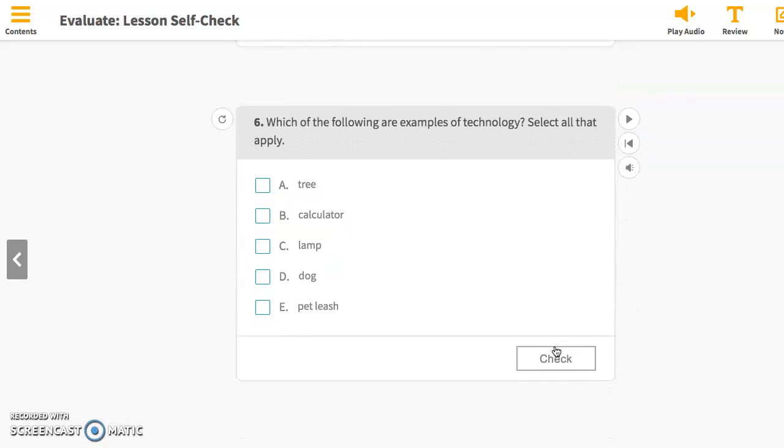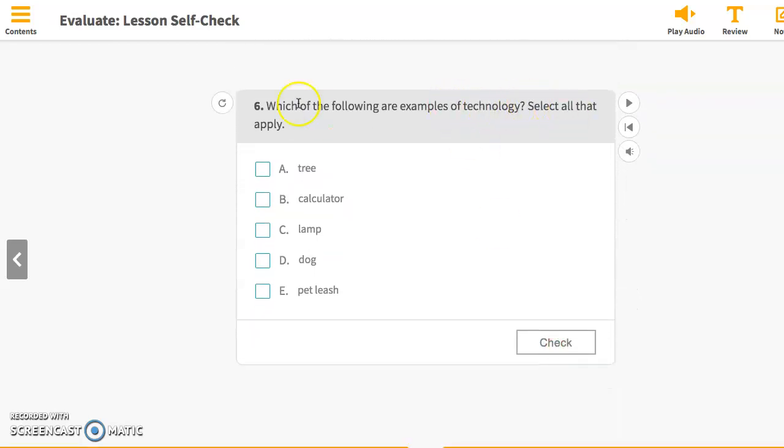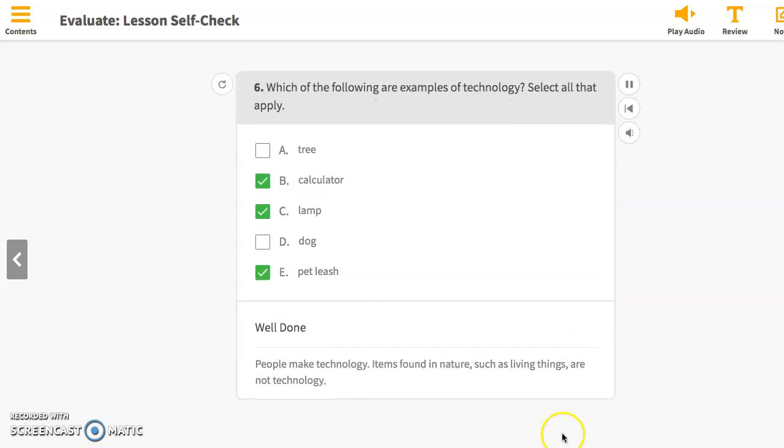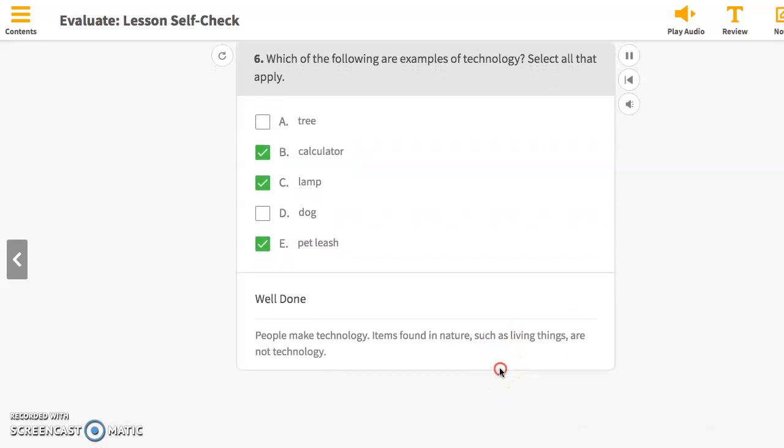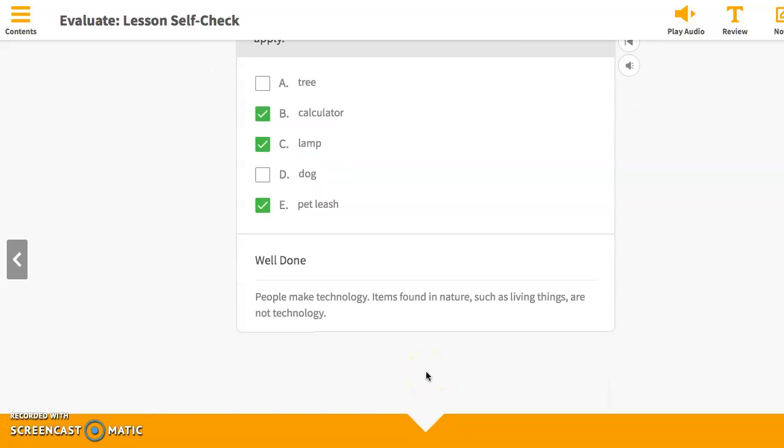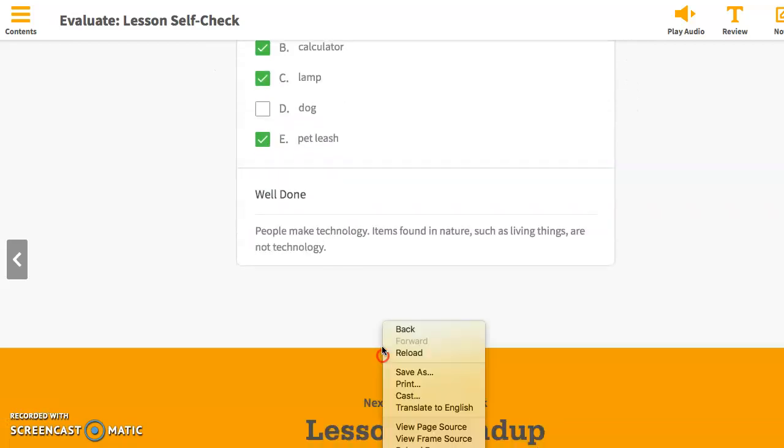Absolutely. Which of the following are examples of technology? Select all that apply. So remember, anything that's not nature. So a tree is nature, calculator is not, lamp is not. Interestingly enough, dog is not human involved at all, so we don't pick that one. But a pet leash is something that a human did. Well done. People make technology. Items found in nature, such as living things, are not technology.